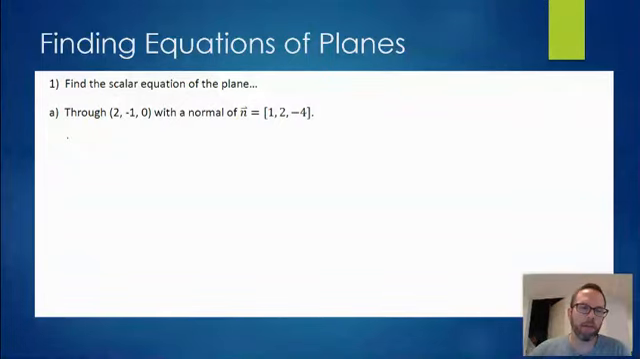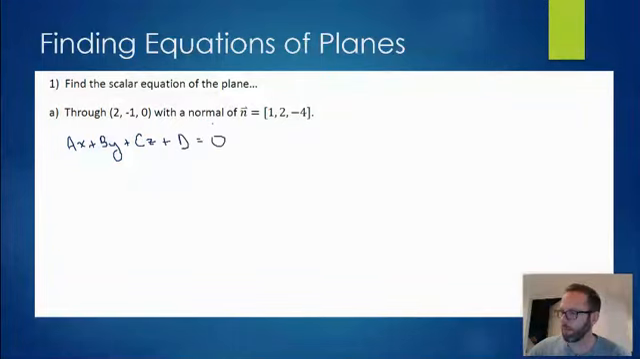In our last lesson, we talked about the scalar or Cartesian equation of a plane, ax + by + cz + d = 0, and how a, b, and c are a normal to the plane. So right away, we can pop those in: x + 2y - 4z + d = 0.